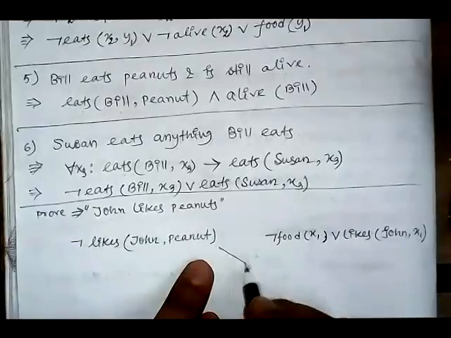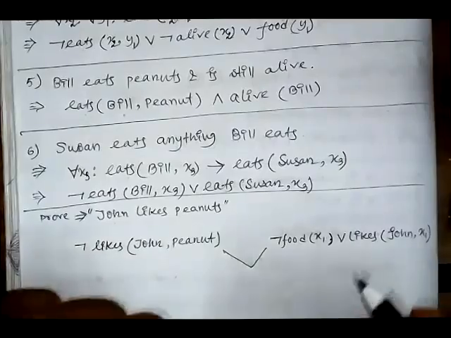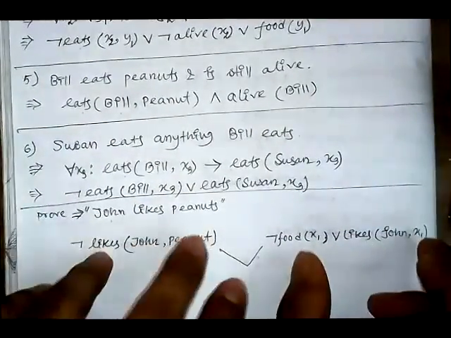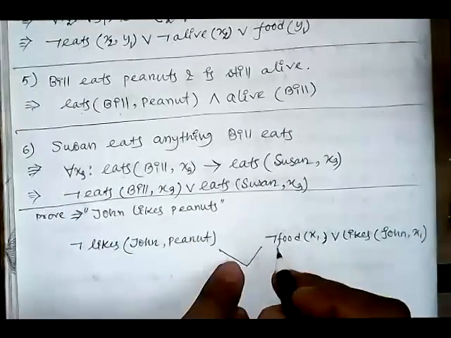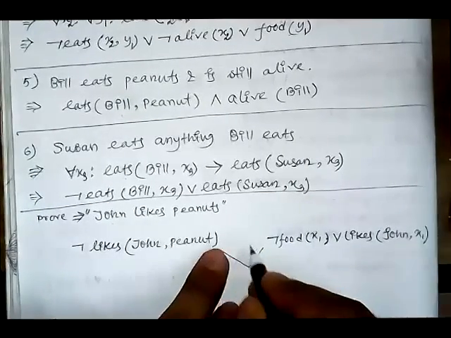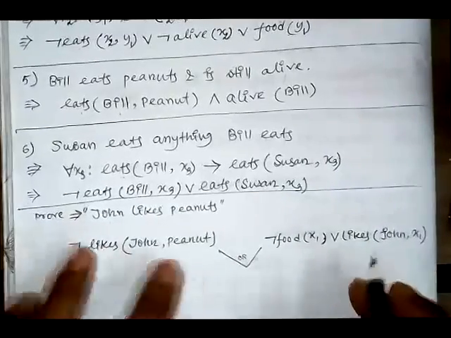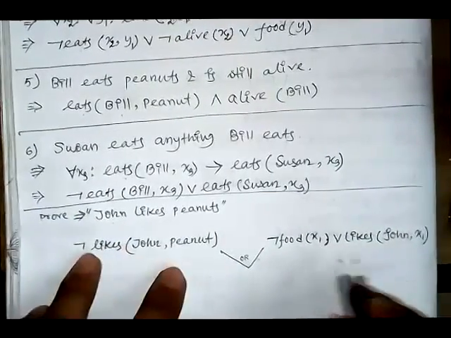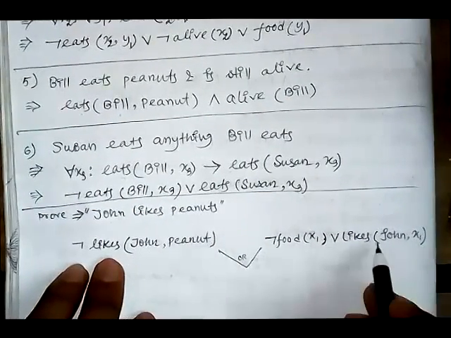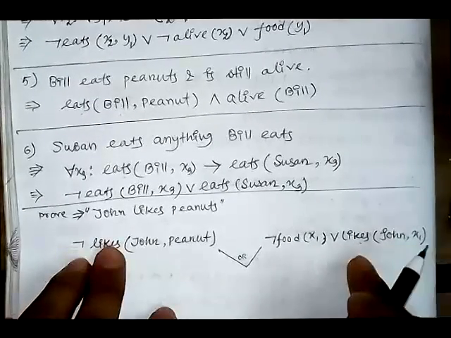Now we are going to try to get an inference using these two clauses. Looking at these two clauses, we are simply doing an ORing between these two things. By looking at them, we can see that likes are the same, but with opposite sign, so it will get cancelled out.